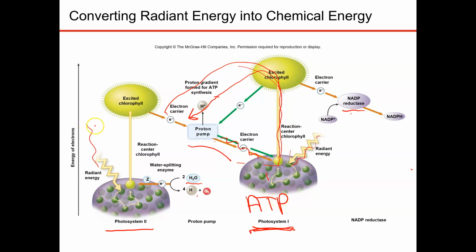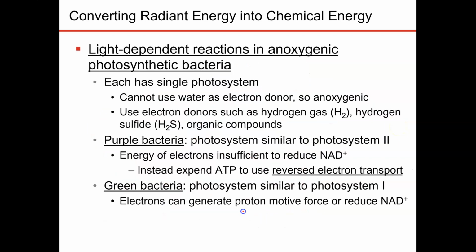So non-cyclic produces ATP and NADPH. Cyclic produces ATP alone.